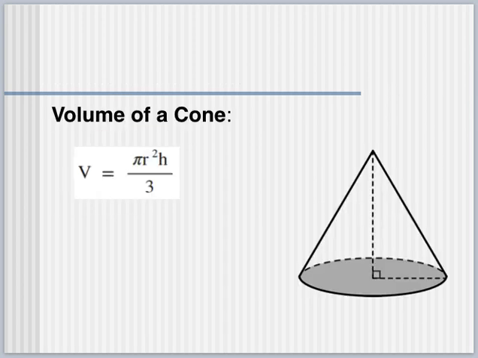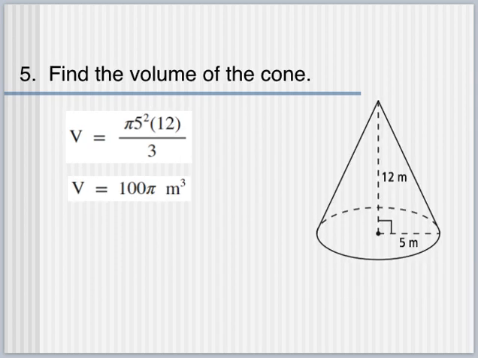Now for volume of a cone. The volume of the cone formula, you could derive it by starting with your formula for volume of a pyramid, area of base times height all over 3. But because a cone has a circle as its base, you could plug that in for area of the base. So it becomes pi r squared times h over 3. So you could plug in your height and your radius and leave your answers in terms of pi. Don't forget your units.